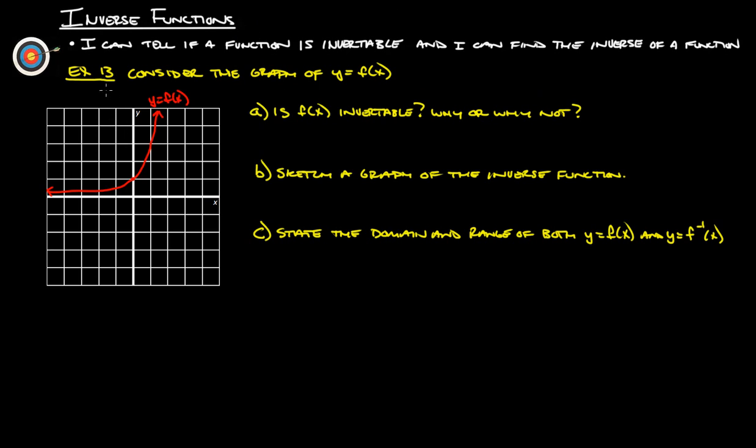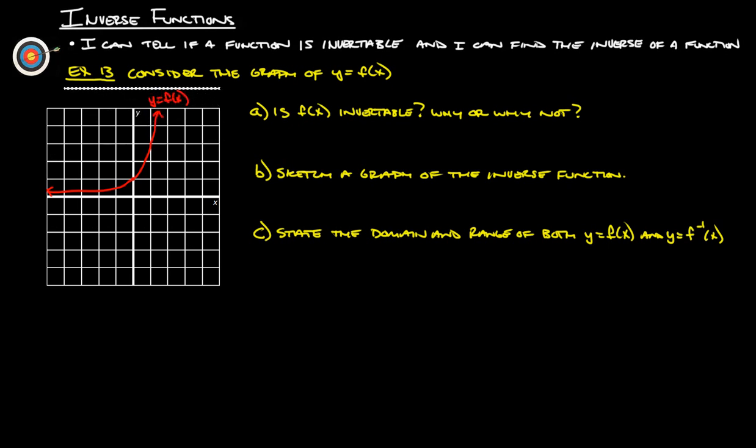Let's look at this here. Example 13, last one. Consider the graph y equals f of x. So here's our graph y equals f of x. First off, is f of x invertible? Why or why not? Let's think of the vertical line test, the horizontal line test. We're going to take a horizontal line here, run it through the graph. Does it hit 2 points on the graph at the same time?